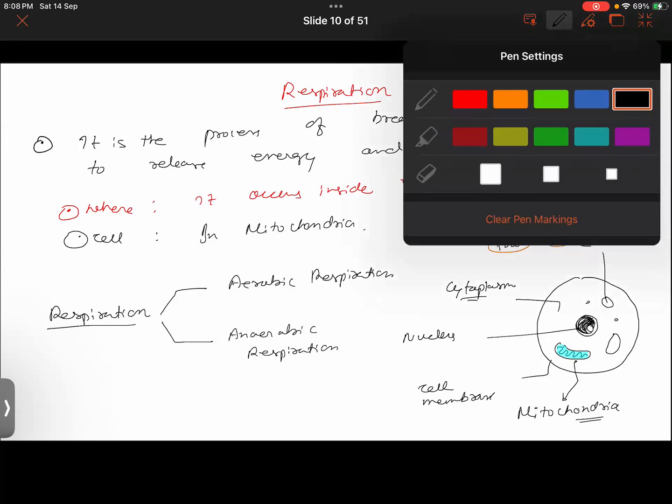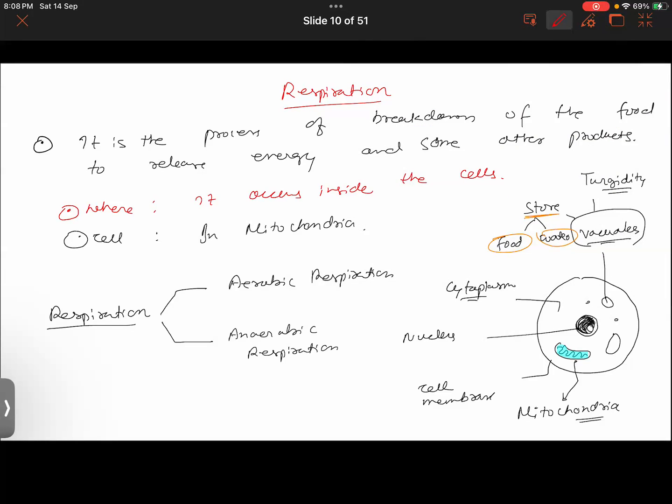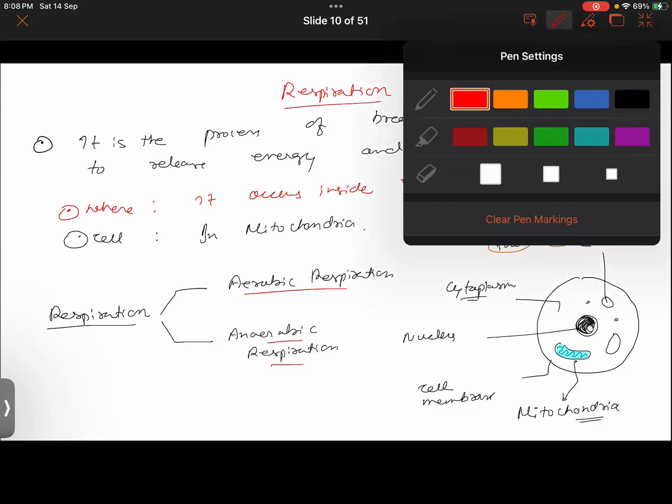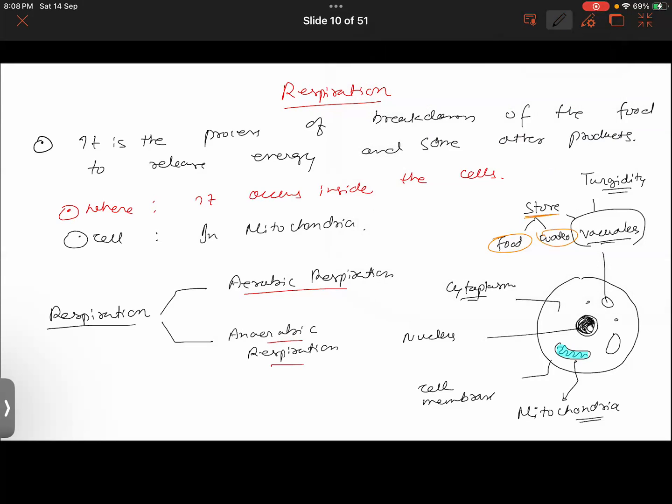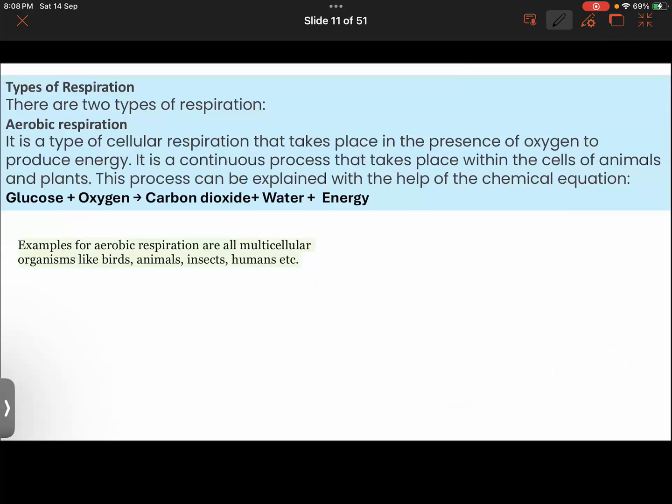Okay, so this was about respiration in brief. Now we are going to learn about the types of respiration, like what will occur in aerobic respiration and what will be there in the case of anaerobic respiration. Have you noted all of this down? Okay, let us learn about aerobic respiration. Just read the given paragraph first of all. Start reading from here.